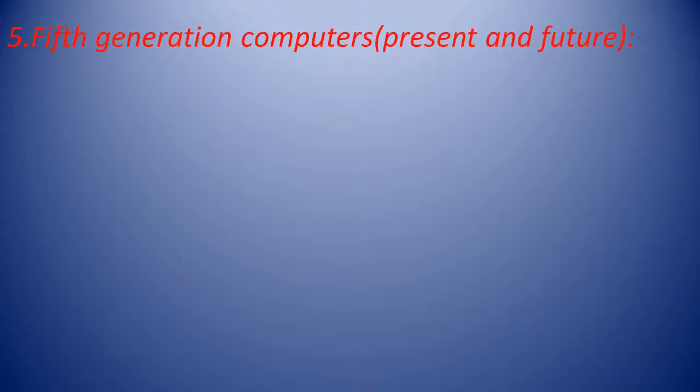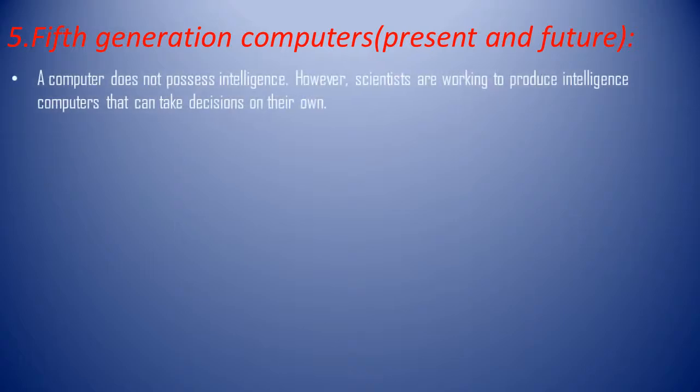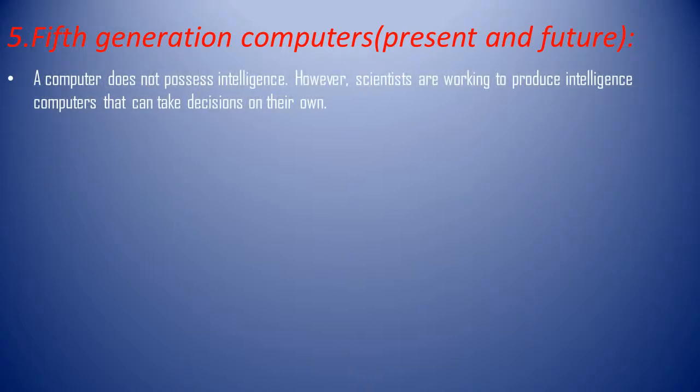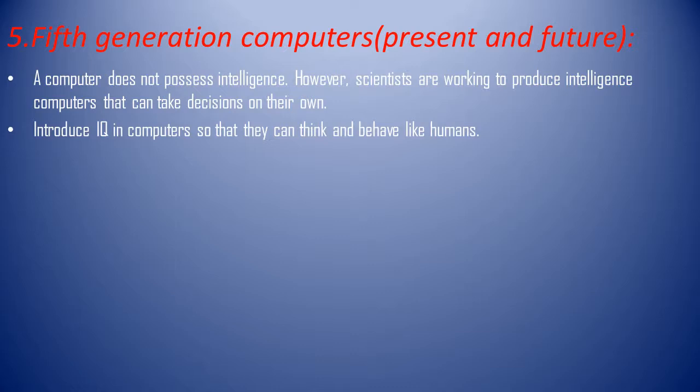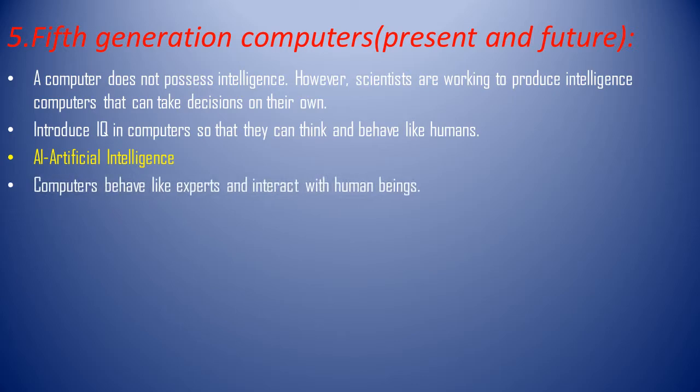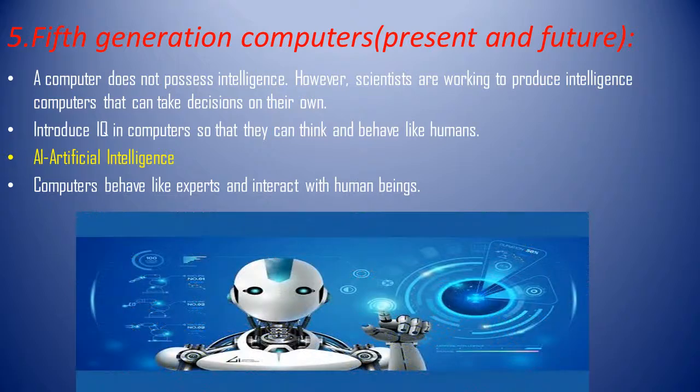Last generation is 5th generation computers, means present and future. A computer doesn't possess intelligence. However, scientists are working to produce intelligent computers that can make decisions on their own. Introduce IQ in computers so that they can think and behave like humans. That is artificial intelligence. Computers behave like an expert and interact with human beings.